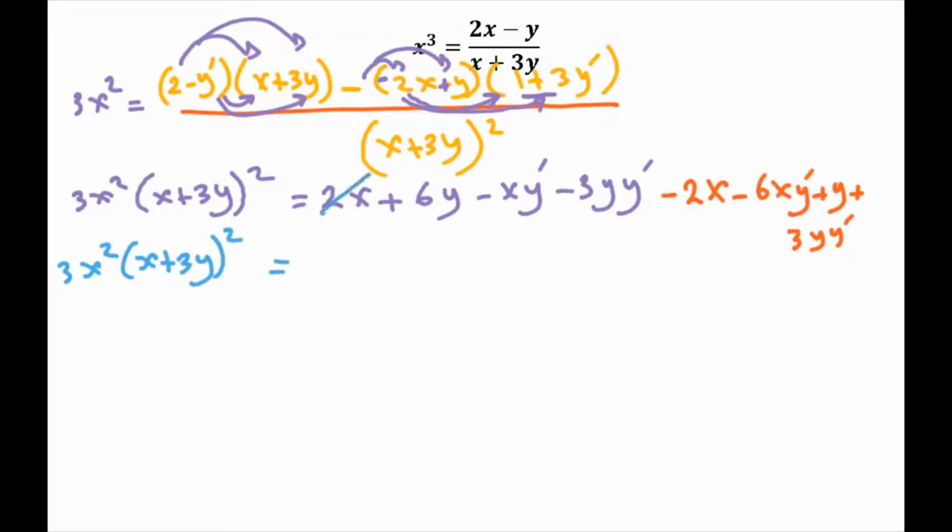Well, 2x and negative 2x will cross out each other. Now you have 6y and you have y here, so it will be 7y. And you have negative xy prime and negative 6xy prime here, it will be negative 7xy prime. And we do have 3y y prime and negative 3y y prime, these two will cross out each other. And that's it. So let's go back.